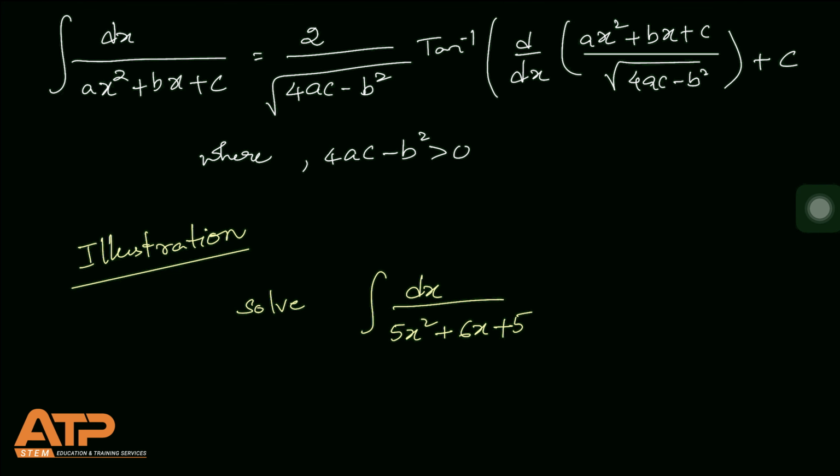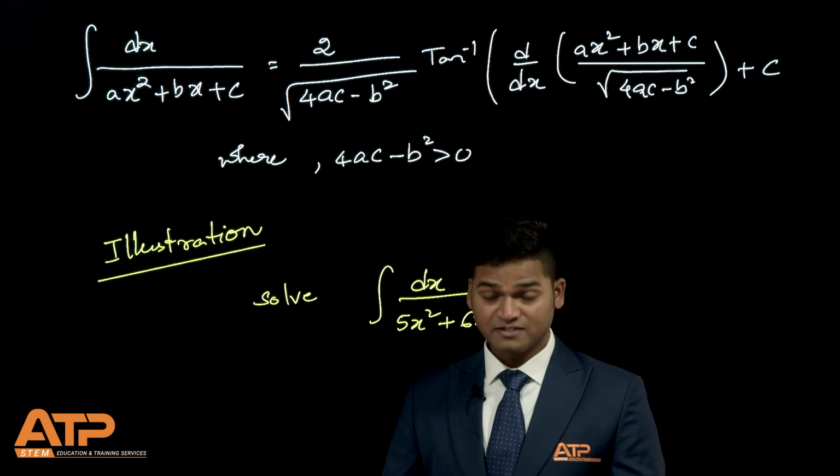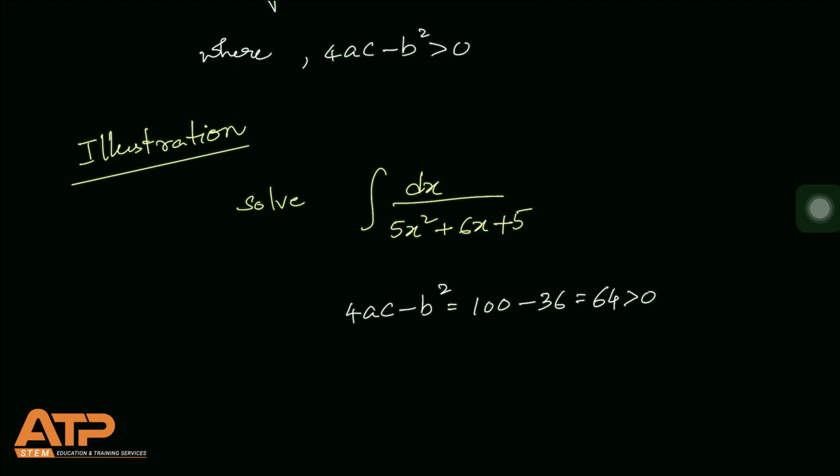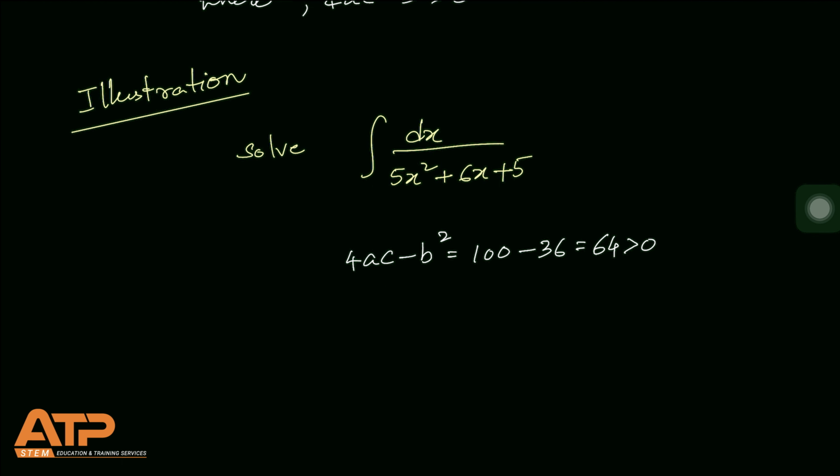Integration dx divided by 5x square plus 6x plus 5. So first you find the 4ac minus b square value. So 4ac minus b square, that is 100 minus 36, we got 64, which is greater than 0. So we can apply the tip.